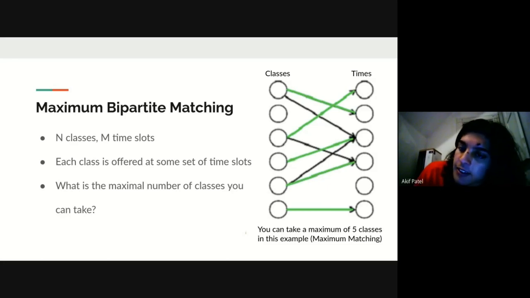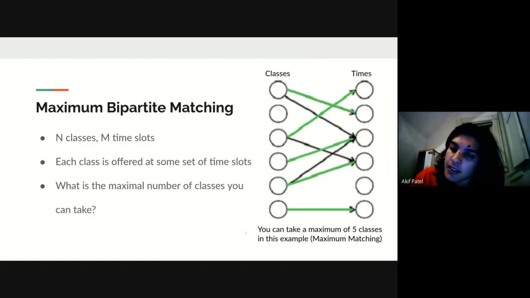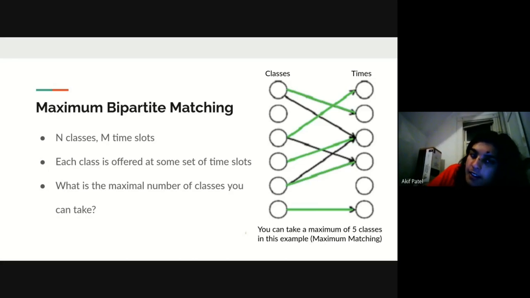Daniel, that's correct. Can you be more specific on what the capacities would be for this? And what the other edges would be? Yeah, exactly. That's right. So Daniel got it.